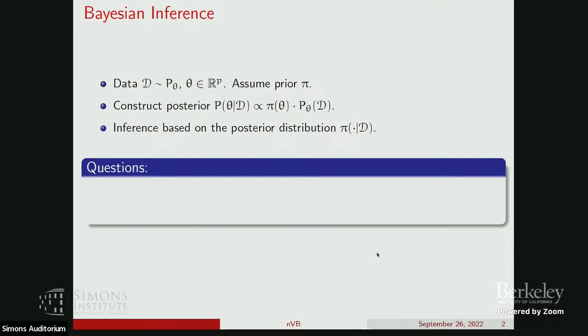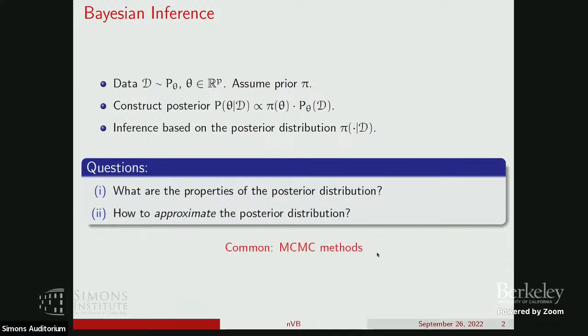But there are, of course, two main questions in operationalizing this approach. From a theoretical perspective, you want to understand what the properties of these posterior distributions are. This is quite challenging, especially when the parameter space is large, so in high dimensions this is a challenging question. Then there is another central question: even if you have some control on the posterior distribution, how do you actually work with it? How do you approximate the posterior distribution?